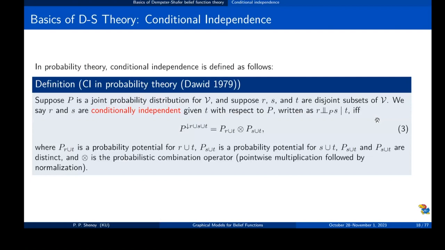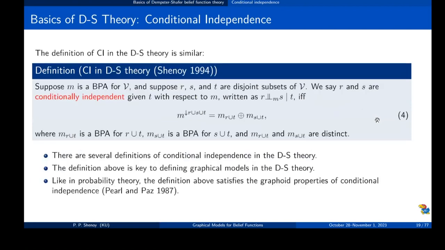Okay. So you can think of this and this as R and T, and this as its domain is S and T. This is what this is then. This is one of the many definitions of conditional independence. This is for probability. So I will do the same thing for belief functions.